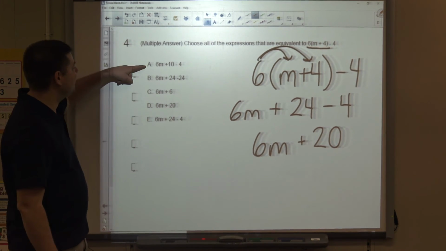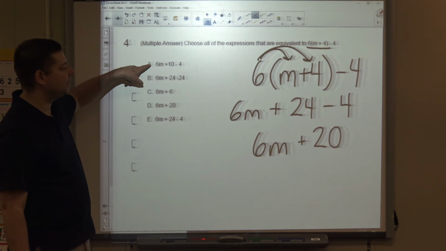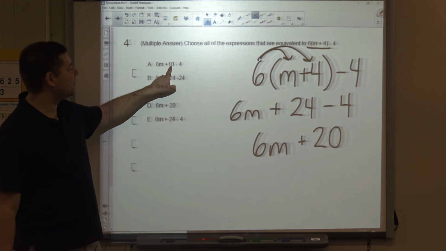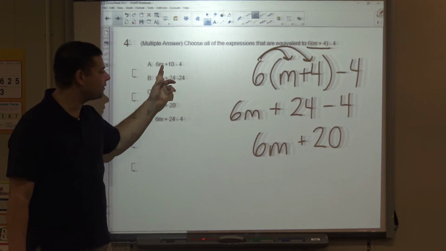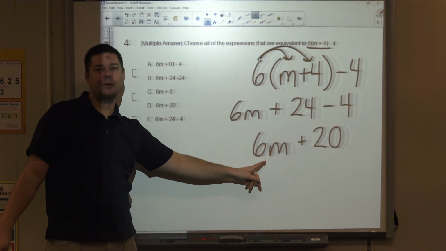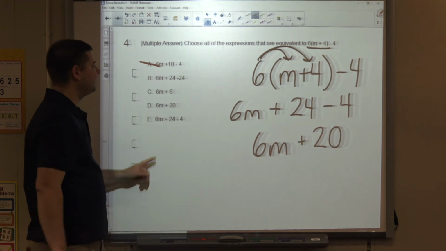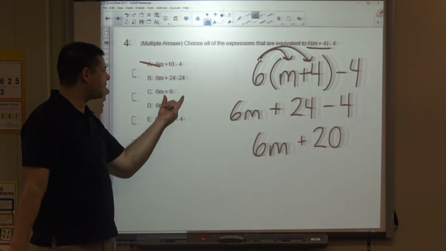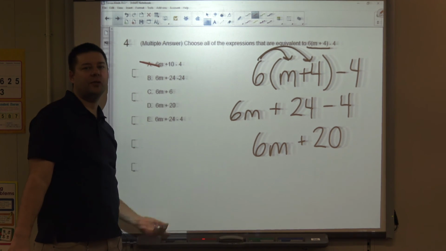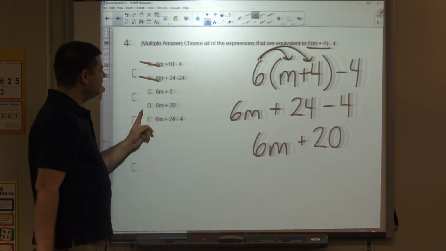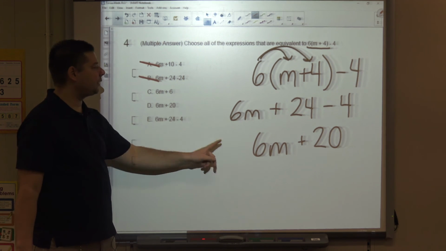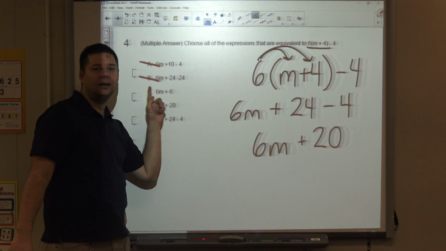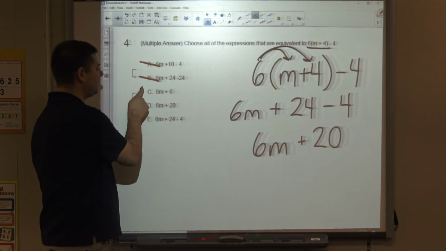Now if I look over here at my options, I want to be very, very careful and look deeply at all my options. Letter A, 6m plus 10 minus 4. There's no way. If I combine 10 minus 4, I get 6. That's 6m plus 6. That's not what I got here. Letter A is out. Letter B, 6m plus 24 minus 24. Well, if I combine 24 minus 24, I'm left with 0. There's no way. Letter C, 6m plus 6. Let me take a look at it. And no, there's no way that 20 is going to become 6.